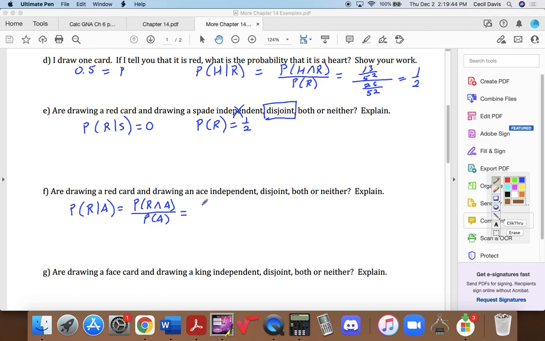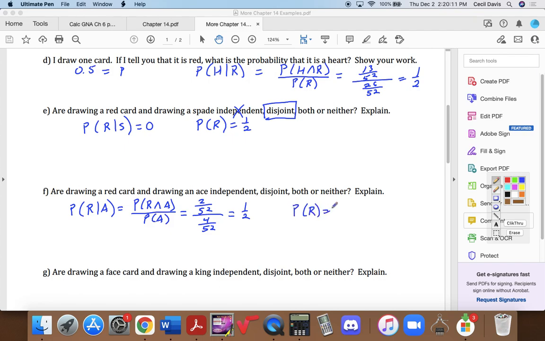2 out of 52. What's the probability that it's an ace? 4 out of 52. So that's a half, which is what we reasoned out without the formula. But again, I'm just trying to give you some practice with the formula in places where you didn't have to use it. So what's the probability that it's red?